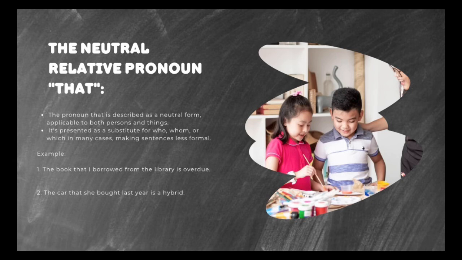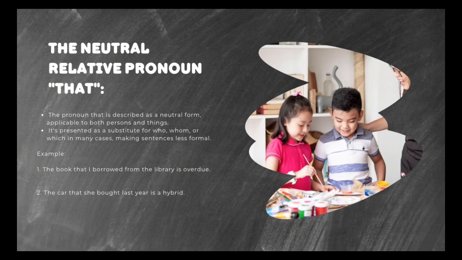The first example is the book that I borrowed from the library is overdue. The main clause is the book is overdue. This is the core statement. That I borrowed from the library, this clause modifies book, specifying which book is overdue. It's restrictive because it's essential to identify the book in question. Without this clause, the sentence is unclear. It doesn't specify which book is overdue.